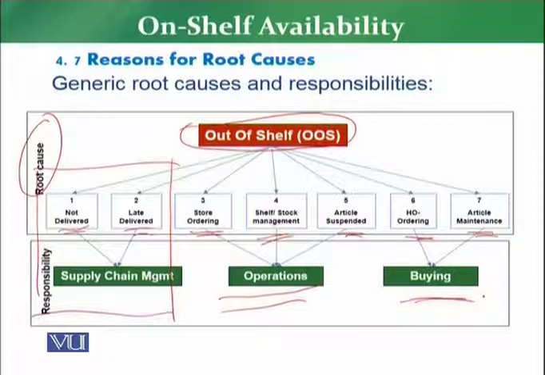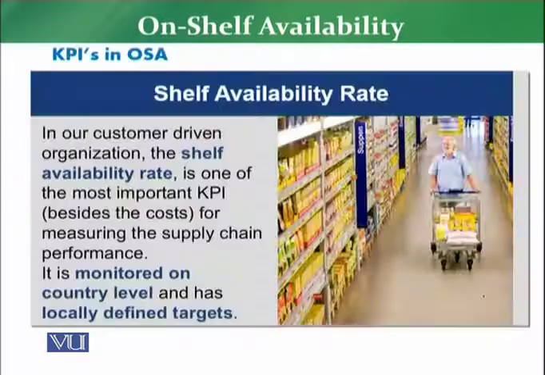Then if it is about head office ordering or article maintenance, of course this is from the head office, so immediately the responsible person would be the buyer of the category or the buying manager of the category, so you have to talk to that person. So now we have the 7 root causes, and we also have the persons or departments who are responsible for it, in order to quickly take the retail store out of this out of shelf situation.